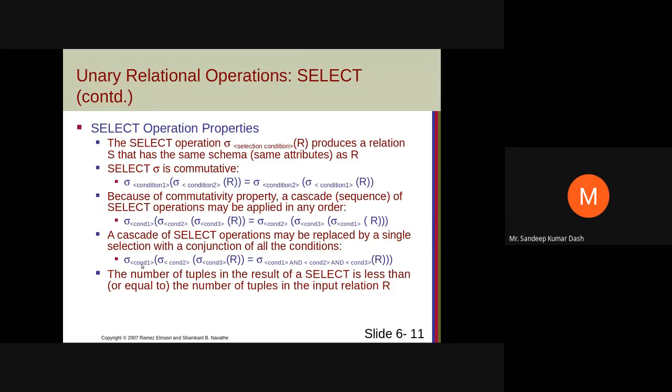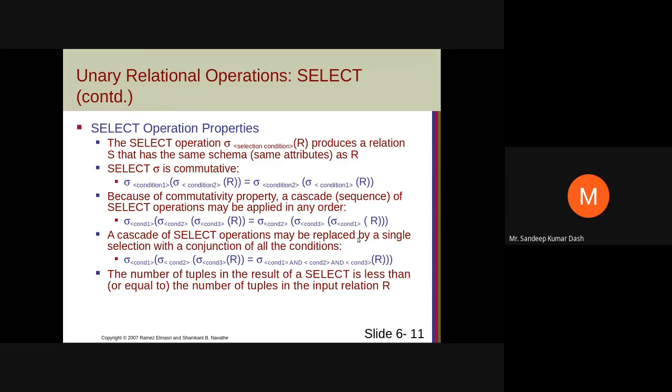That means all the conditions applied simultaneously also will give you the same result. Suppose you apply condition 1, condition 3 first on the relation. Some rows you will be obtaining. On that you apply condition 2. Some fewer rows you will be obtaining. Again on that condition 1. On that result, that is equivalent to all the conditions applied simultaneously. So these are the properties of select operation.